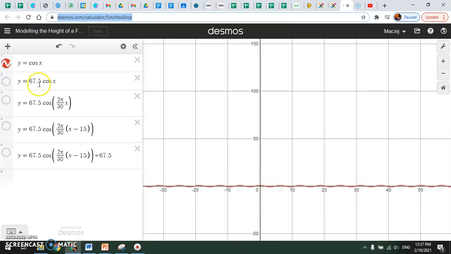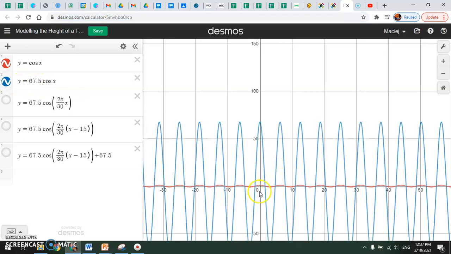All right, but we're doing some changes. The first change is we did an amplitude of 67.5. So watch what happens. Well, there we have it. We still have the same width of the wave. Notice here in red, the wave goes up and down, right? And here it also goes up and down, but now it has a height of 67.5 instead of 1. So there's our amplitude.